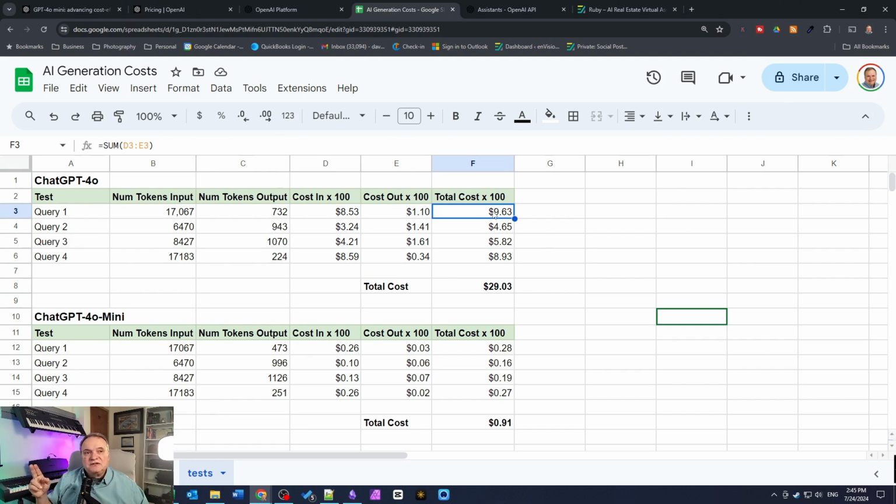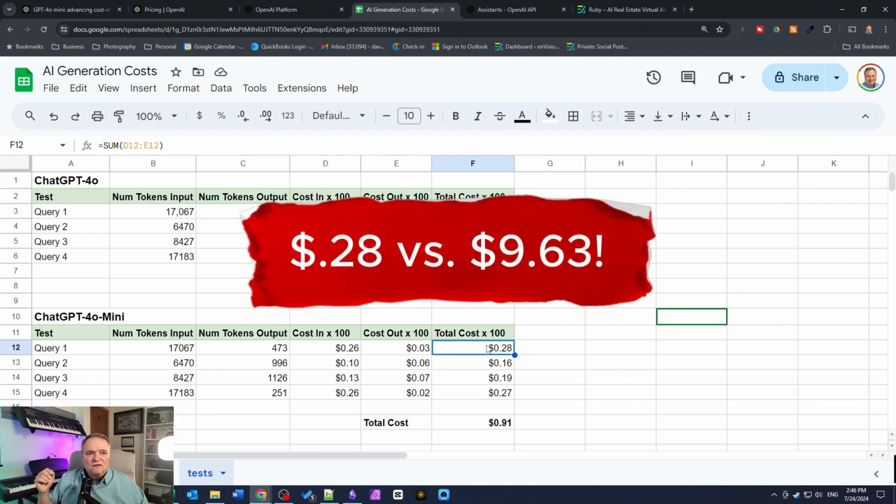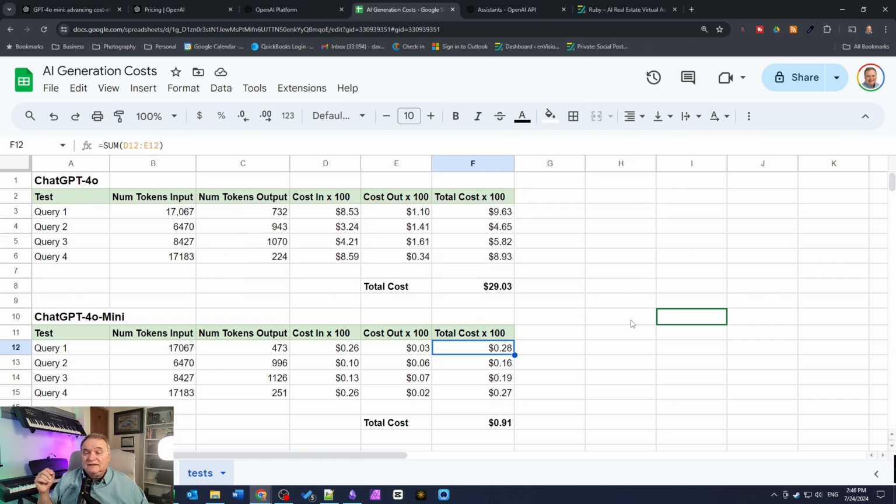100 times this would cost $9.63. The same query run on 4o Mini resulted in 473 output tokens, which is less, but it only cost 28 cents. $9.63 versus 28 cents. That's a big difference.